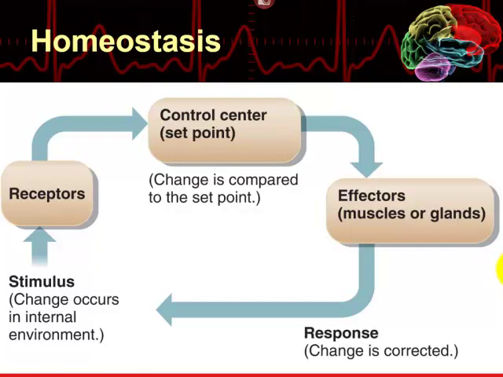So here's an example of homeostasis. Here we have a receptor that's going to react to a change. And at some point, and this could be like the brain, you have a control center that has a set point for that particular receptor. You're going to get some kind of a stimulus from the control center that's going to cause a reaction in either muscles or glands, and then that response will go back and remove the initial stimulus. This is called negative feedback. And just about everything in our body, from organ function to everything, has to do with negative feedback.